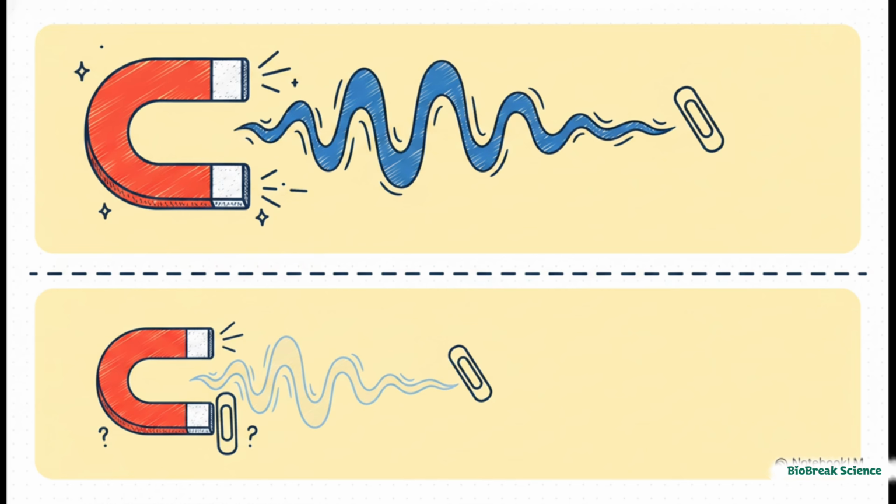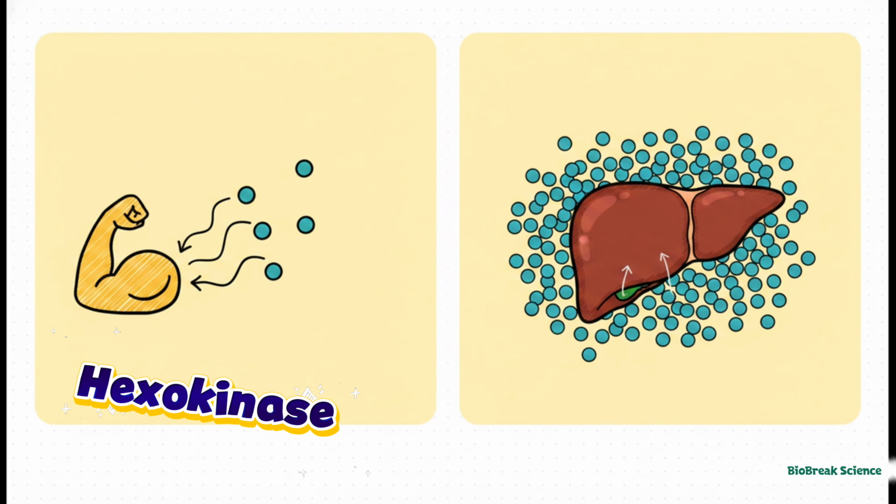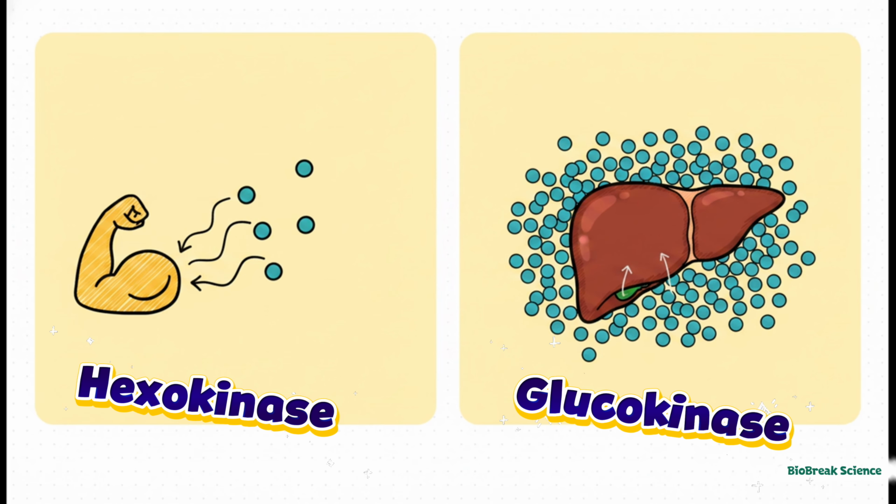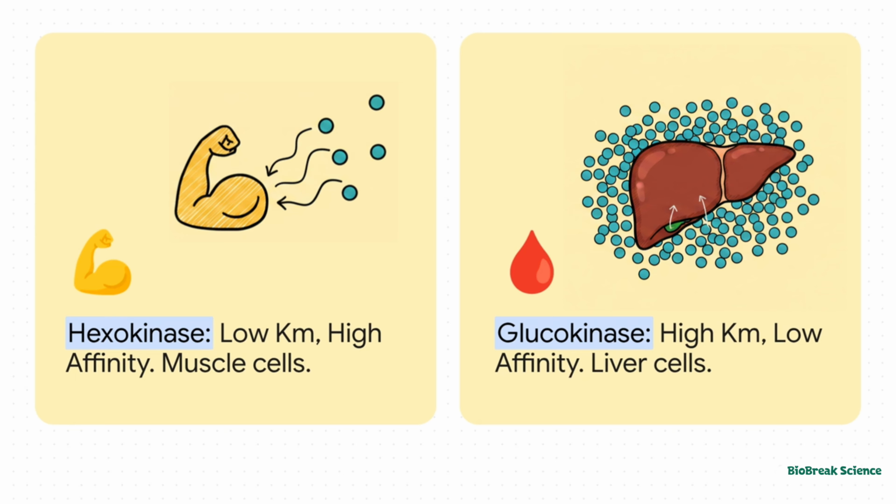To really make this stick, let's look at a classic real-world examiner's favorite, comparing two enzymes that both process glucose. We have hexokinase and glucokinase. Your muscle cells use hexokinase. Now, hexokinase has a low Km, which means it has high affinity. It works super efficiently even when your blood glucose is really low. And that makes perfect biological sense, right? Because your muscles need a steady, reliable supply of energy all the time, even if you haven't eaten for hours.